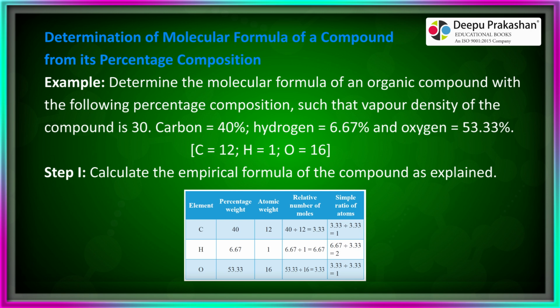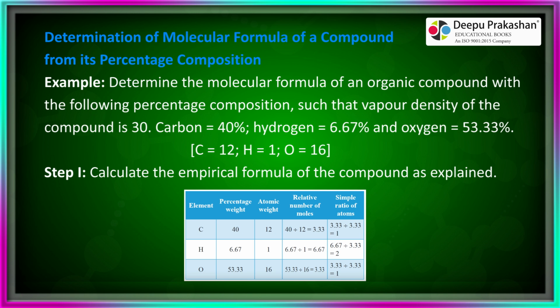Example: determine the molecular formula of an organic compound with the following percentage composition, such that the vapor density of the compound is 30. Carbon = 40%, hydrogen = 6.67%, and oxygen = 53.33%. C = 12, H = 1, O = 16.